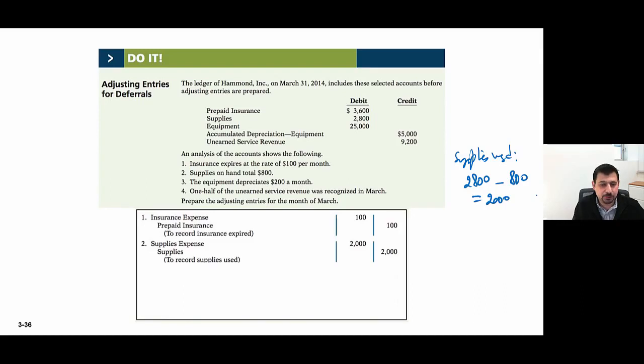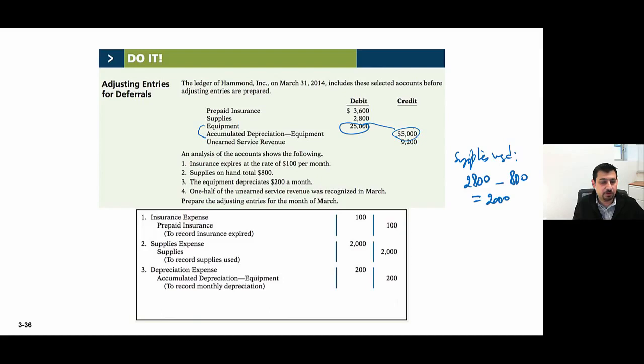The equipment depreciates $200 a month. So in this case, whenever we talk about depreciation, we debit depreciation expense, the amount of depreciation, and we credit accumulated depreciation for equipment. As you can see here, depreciation, accumulated depreciation and equipment, they always come together. So equipment, you always find accumulated depreciation equipment after that, and this 5,000 will be offset by this amount.